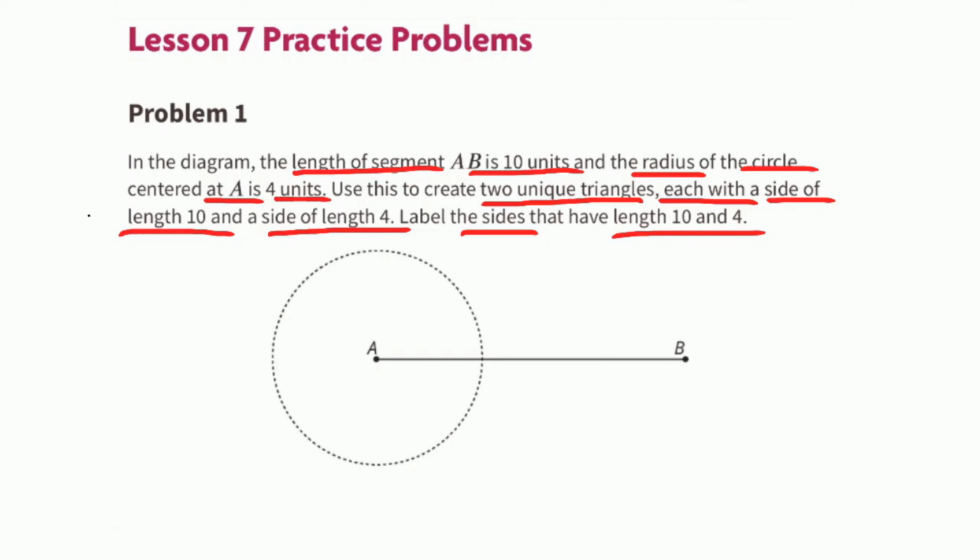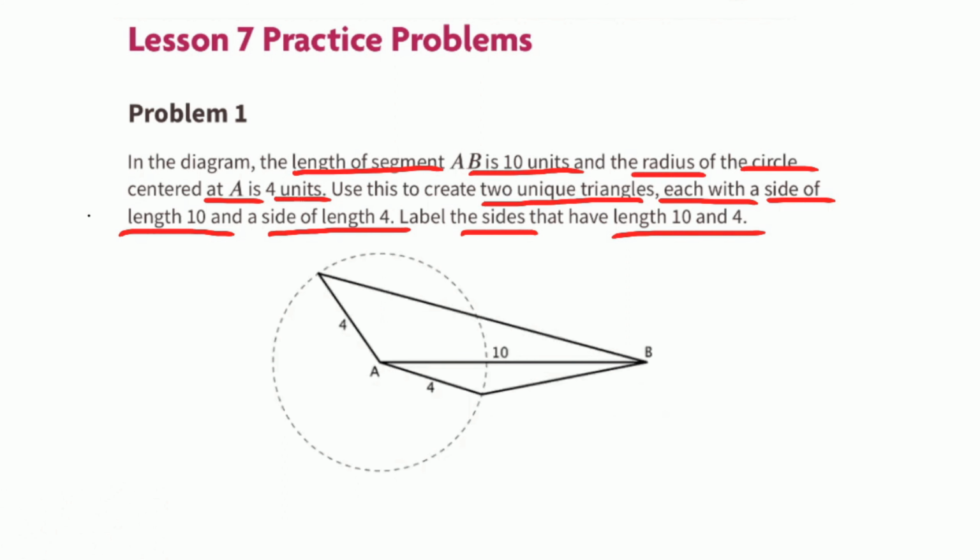Problem number 1. In the diagram, the length of segment AB is 10 units, and the radius of the circle centered at A is 4 units. Use this to create 2 unique triangles, each with a side length of 10 and a side length of 4. Label the sides that have the length of 10 and 4. The information tells us that the length of segment AB is 10 units and the radius is 4 units.